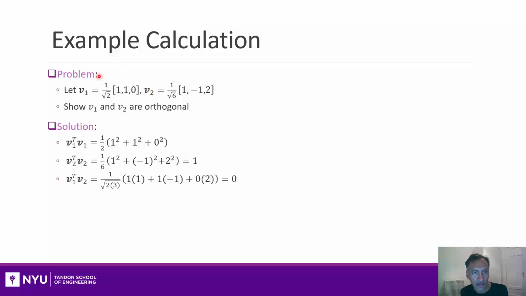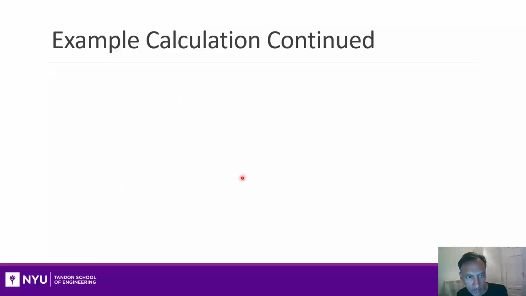And if you take the inner product of V1 with V2, you'll get 1 times 1 plus 1 times minus 1 plus 0 times 2, plus these scaling factors. And when you add all that up, you will get indeed 0. So this is an orthonormal basis.